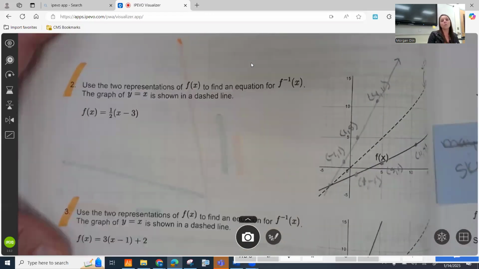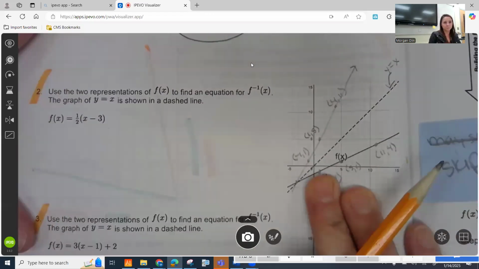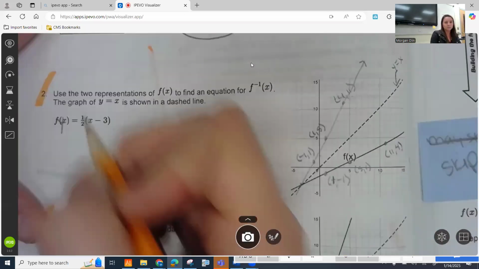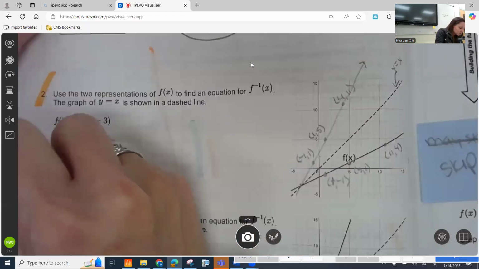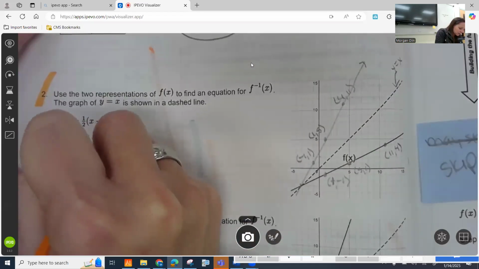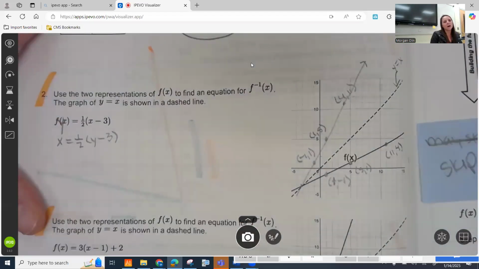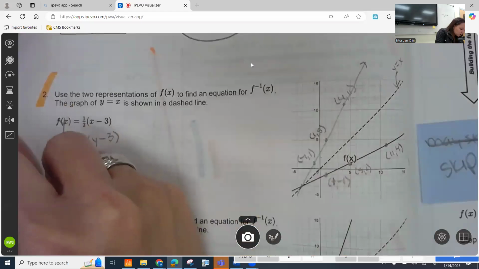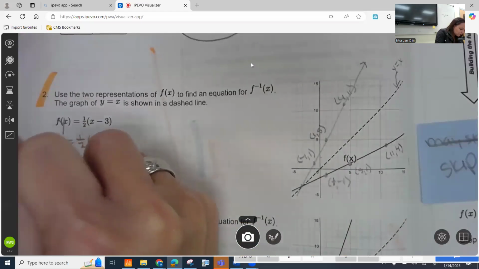All right, what was your first step that we talked about? All right. Switch your x and y's. Now this is y right here. Okay. I just wrote over top of it. I've got to switch them. x equals 1/2 and then y minus 3. I kept my parentheses. All right. Now what we want to do is solve for y. Well, some of you are going to want to distribute, which is perfectly fine.